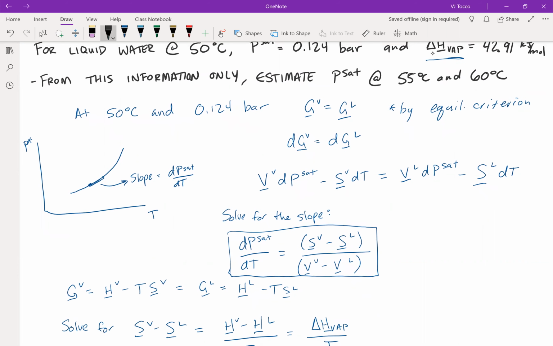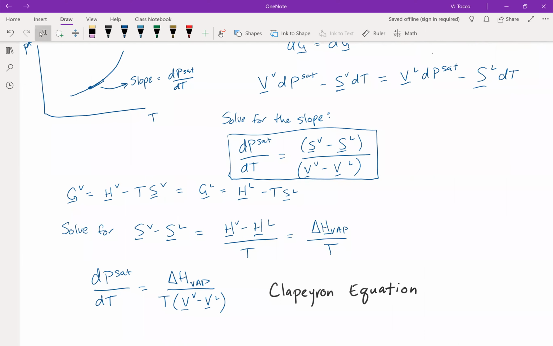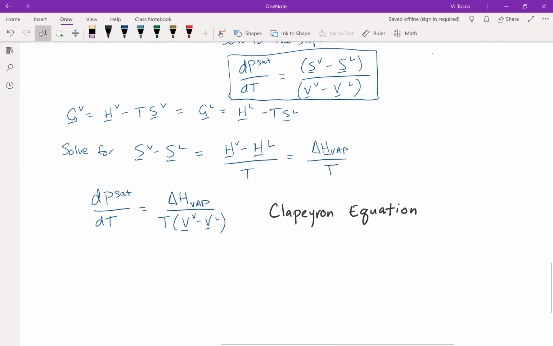So if I know that dT is 5 or 10 degrees Celsius, I should be able to evaluate what delta H vaporization over T times the change in molar volume is, and that would give me what my saturation pressure is. There's a couple of snags with this strategy.